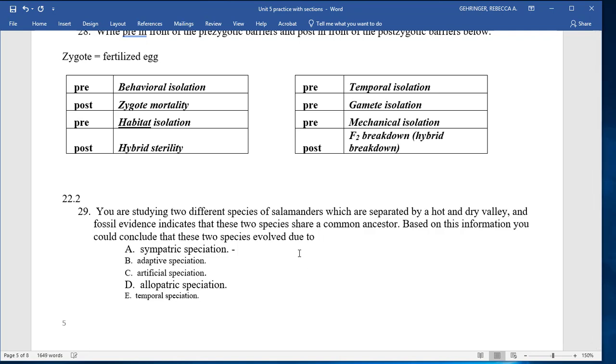Sympatric, no geographic barrier. And allopatric is a geographic barrier that separates populations, and then you get different species. So hot, dry valley, that's definitely a geographic barrier to a salamander. So the answer for 29 is D, allopatric speciation.